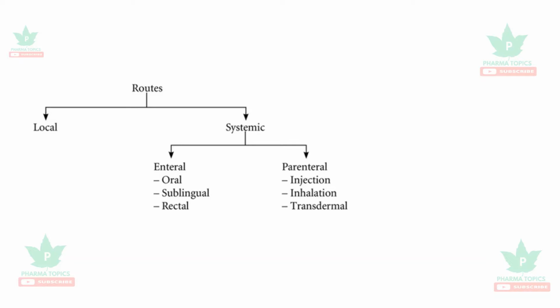The routes of drug administration are of two kinds. One is local administration and the other is systemic administration. Systemic administration is subdivided into two classes: the enteral route of drug administration and the parenteral route of administration. The enteral route includes oral, sublingual, and rectal routes of drug administration. Parenteral includes injections, inhalations, and transdermal routes.